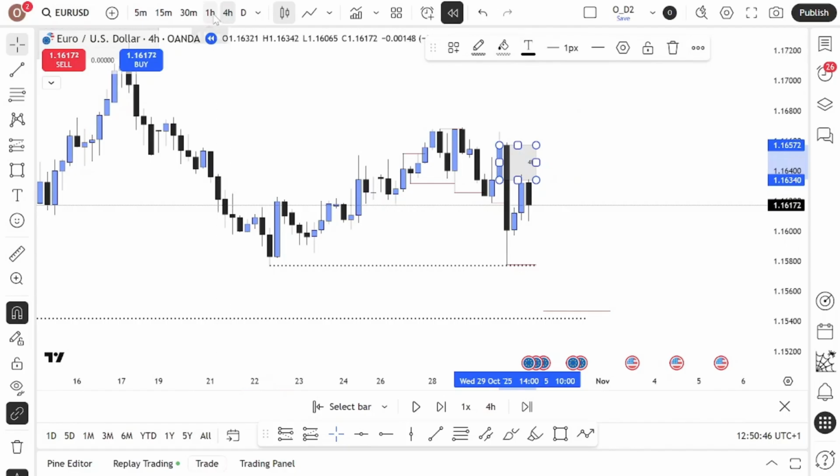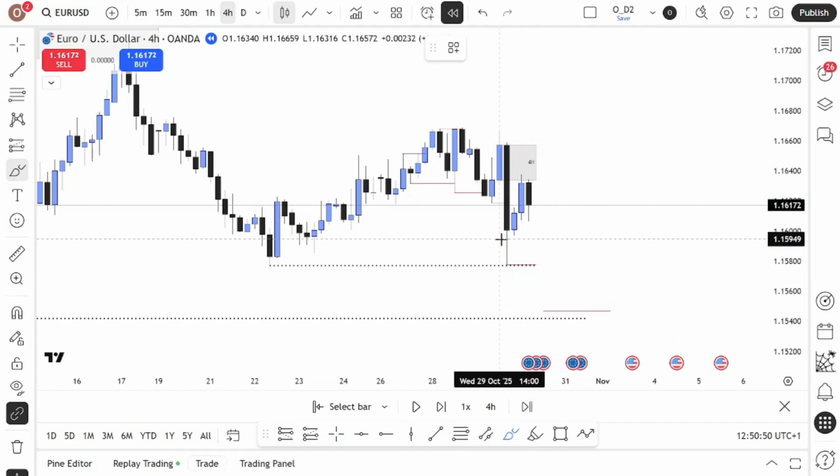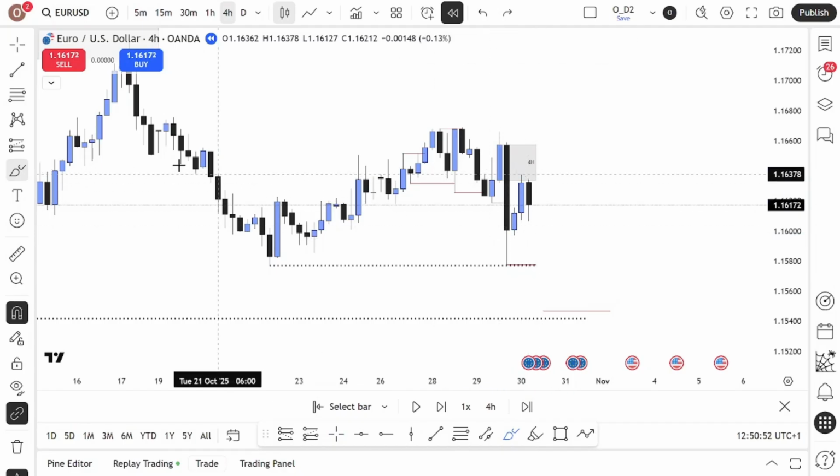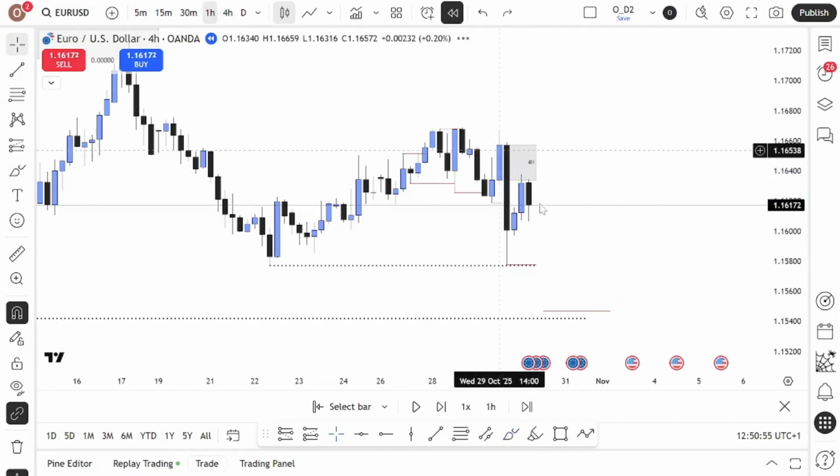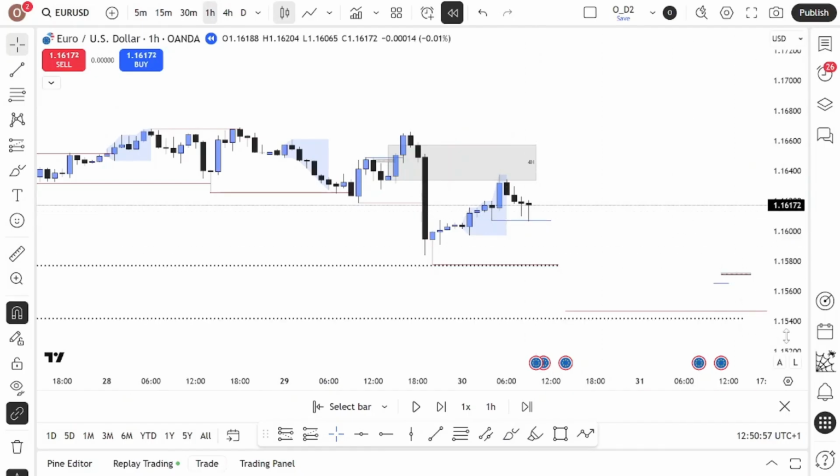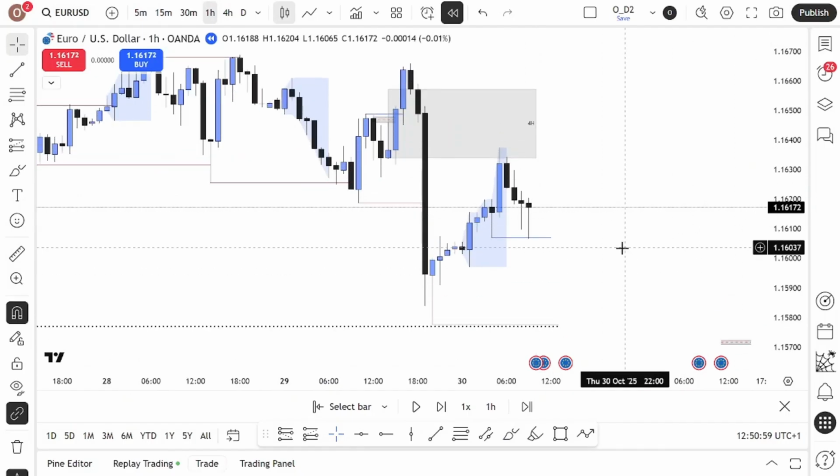All right, so what I want to ask myself is how did price pull back into my POI? So this was what I was now looking out for. Now that I have that, I dropped to the 1 hour time frame. How is price pulling back? Obviously now I can see price pulling back on the 1 hour.